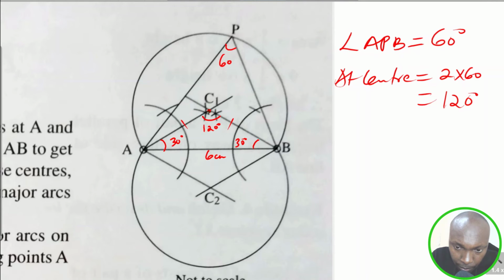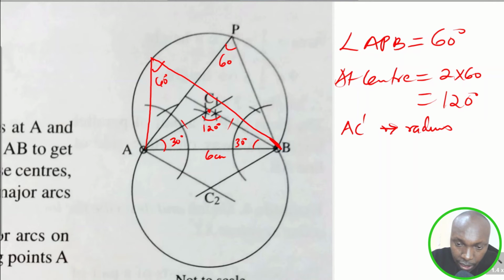Then standing here with your pair of compasses, you just extend and get this radius, the radius AC1. Using radius AC1, you just draw an arc from A to B. That will be the locus of a point P. Any angle that you take here, as long as it is subtended by this chord at the circumference, will be 60 degrees.